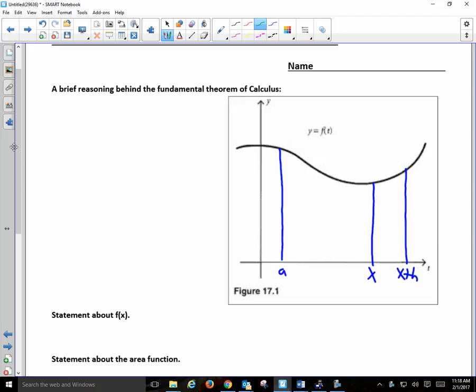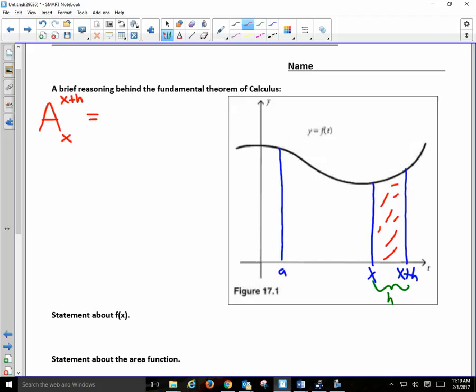What is the width between X and X plus H? It is H. This is the area that we are referring to. So I would like to use notation that's a little bit new to you, but it'll make sense. The area bounded from X to X plus H is equal to, I'm going to write two other areas that we can use in order to find the area from X to X plus H.